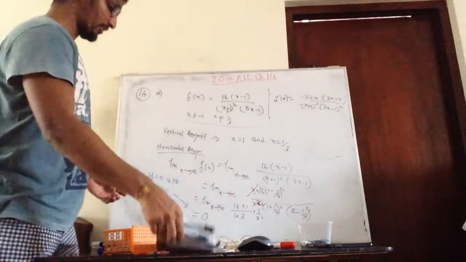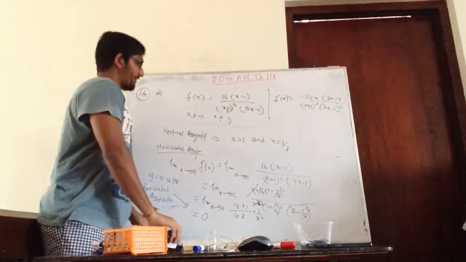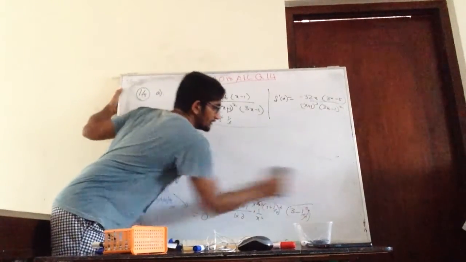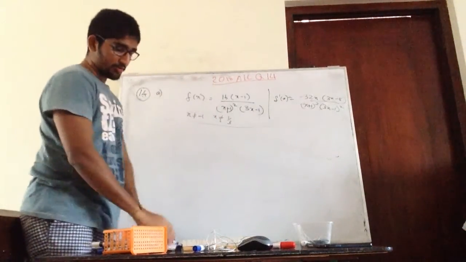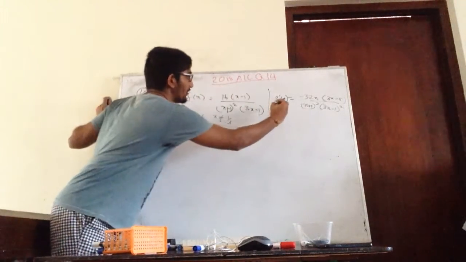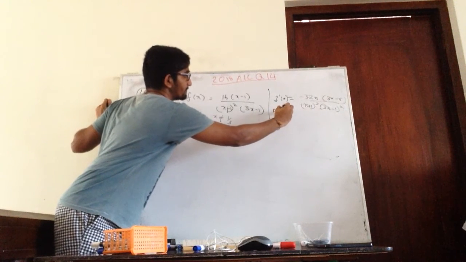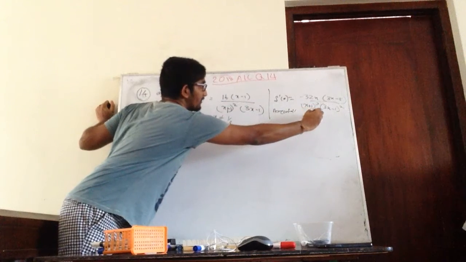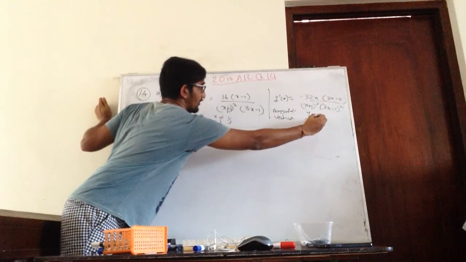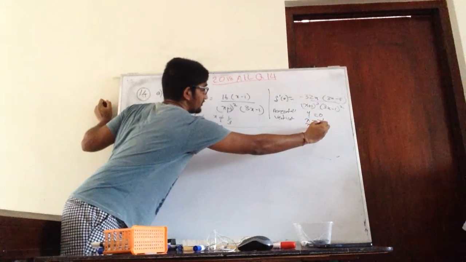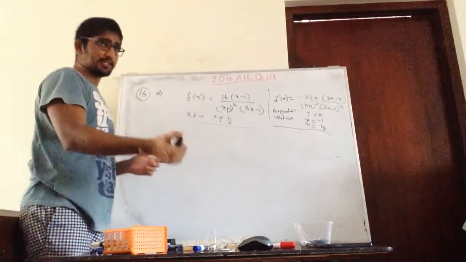Right. So now what we need to do here is we need to find the turning points. As of now what we have found is the horizontal asymptote as y equals 0, vertical asymptote as x equals minus 1, x equals 1 over 3. Right. So now let's find the turning points.